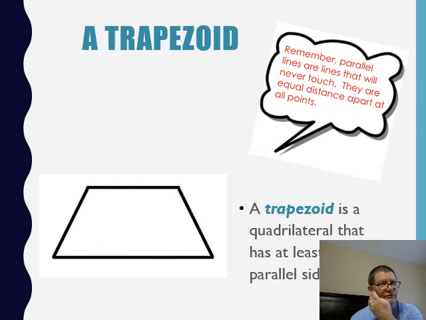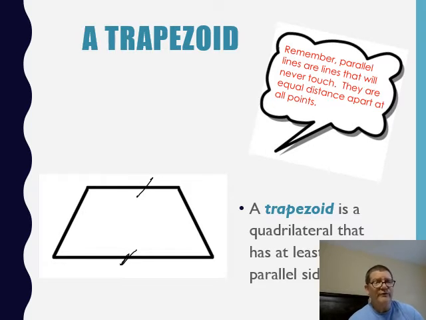Now we come to trapezoids. And I'm covering up the screen a little bit here, but it says a trapezoid is a quadrilateral that has at least one set of parallel sides. And what that means is this side right here is parallel to this side. So if I'm a quadrilateral and I have at least one set of parallel sides, then I can be classified as a trapezoid. Now that opens up a lot.